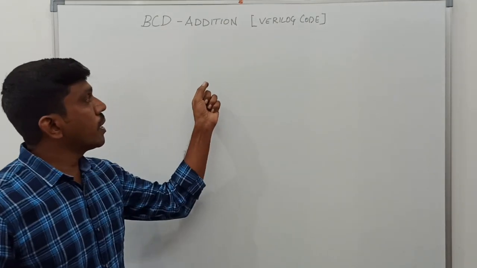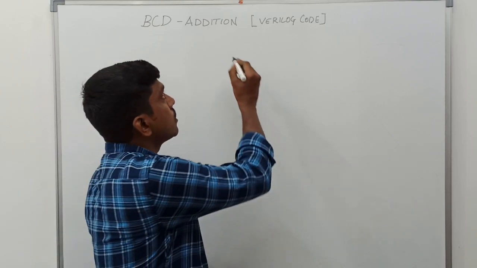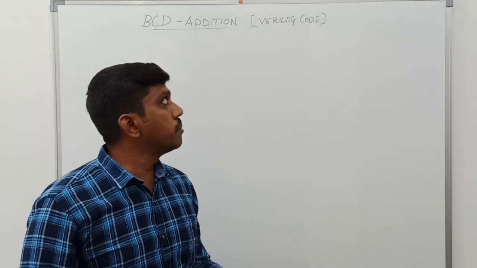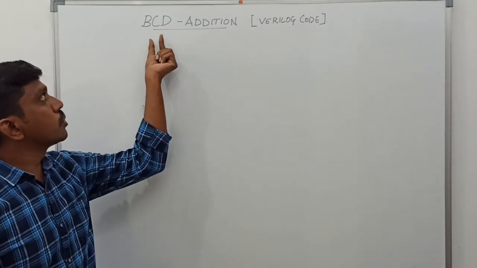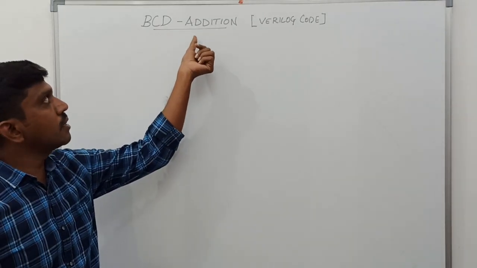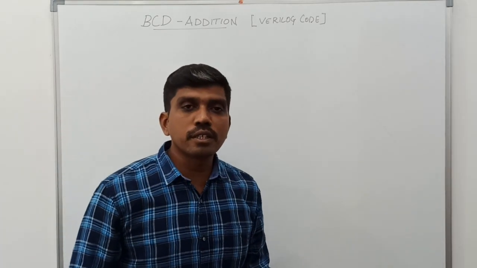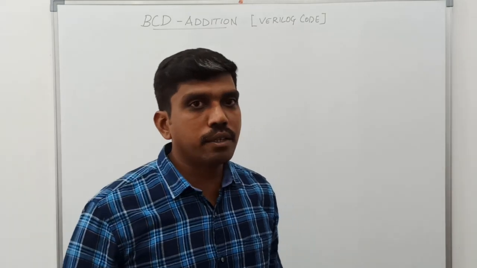So before I start to write the program, first I recall the term BCD addition. BCD means binary coded decimal. You can take two decimal numbers, add them, and get the result. Then you check whether the result is a valid BCD number or an invalid BCD number.